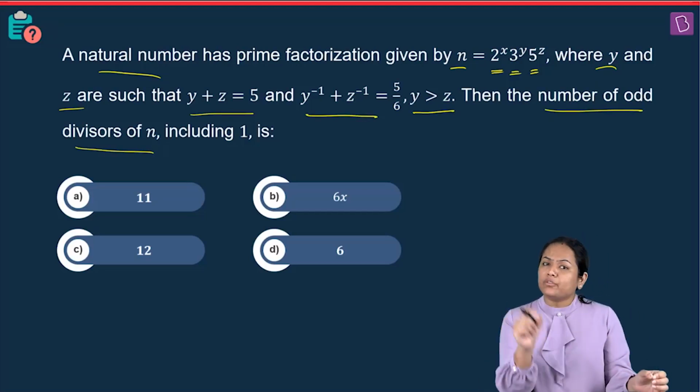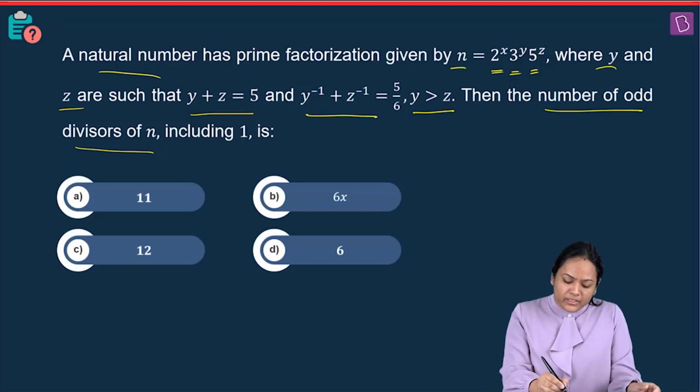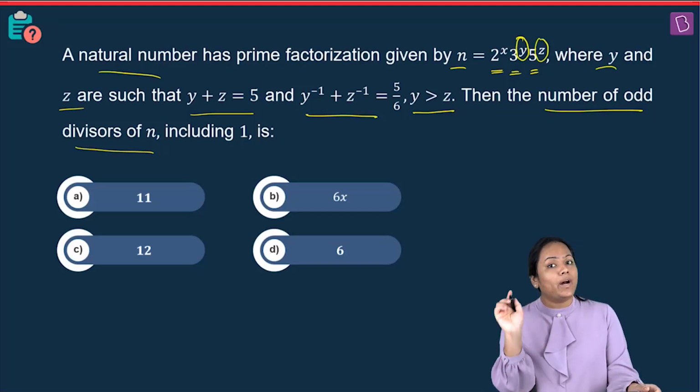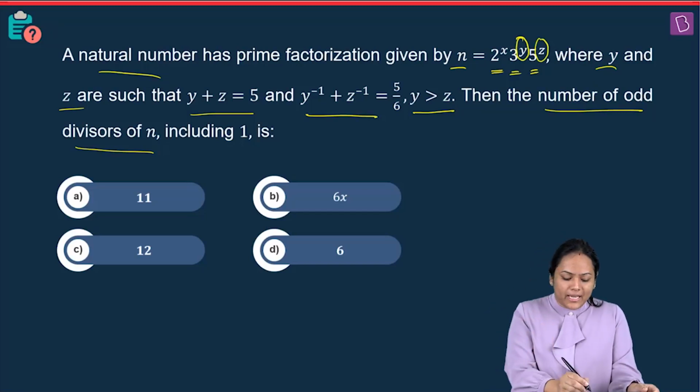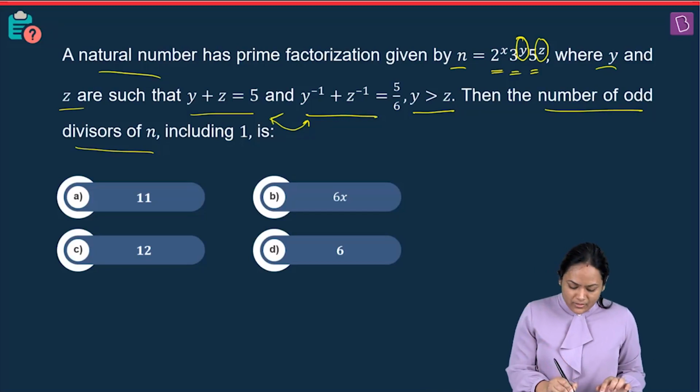So that means I have to find divisors of n and that too the odd ones. Clear? So to find odd divisors of n, I have to definitely find the power of 3 and the power of 5. That means y and z. And for that, they have given me two equations. Clear? So let's start by solving for y and z.